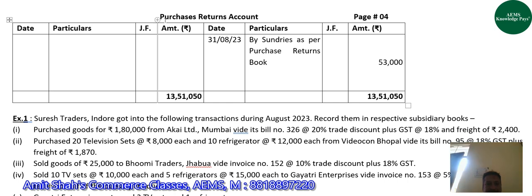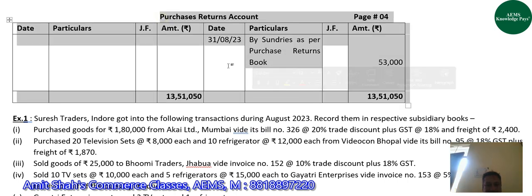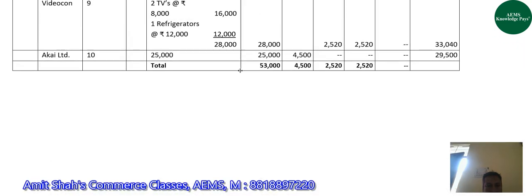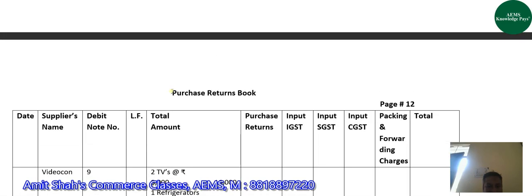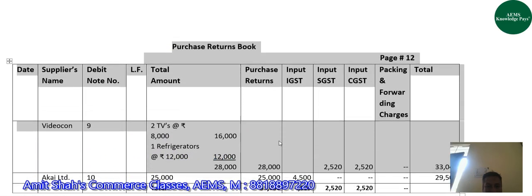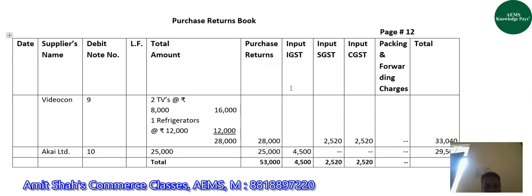So guys, in our yesterday's class, we prepared purchase return account also and purchase return book. So I hope you all have understood how purchase return book and purchase return accounts are maintained and how information moves from purchase return book to ledger in respective accounts of supplier, and also at the end of the month, the totals, how do they go to respective ledgers, right?